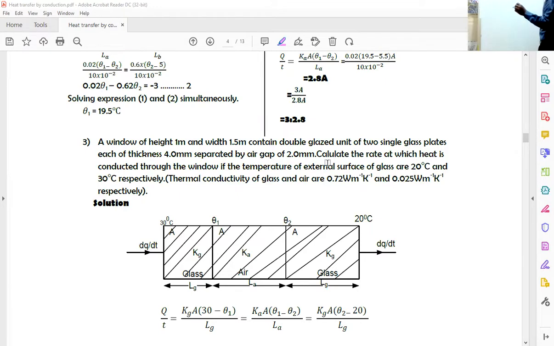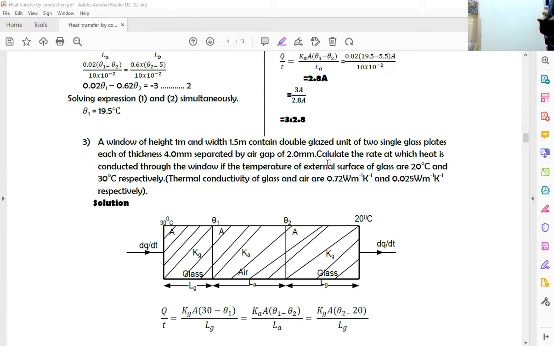Now, the first thing you have to know is how many surfaces are there. In most cases, there are 3. In a few cases, there are 2. But you have to be first of thinking, are there 3 there? The window of height 1 meter and width.